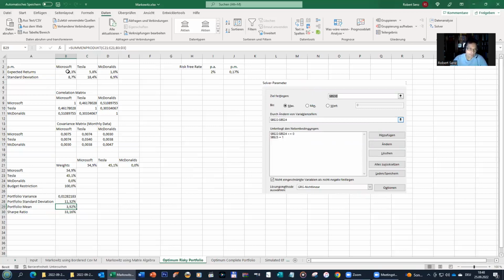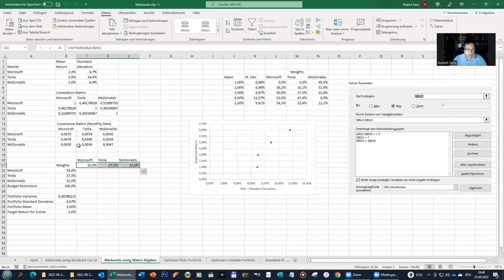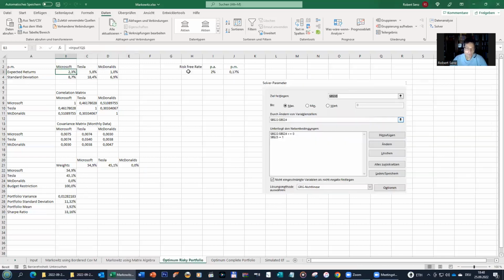So again, this is taken from before, so there's nothing new. Correlation matrix the same, covariance matrix the same, and the portfolio variance, all these calculations are exactly the same as I used here. The only difference is I introduce now the risk-free rate. On a per annum basis, I assume it's 2% because it's US dollar based. You can also say 3%. You would have to look it up anyway.